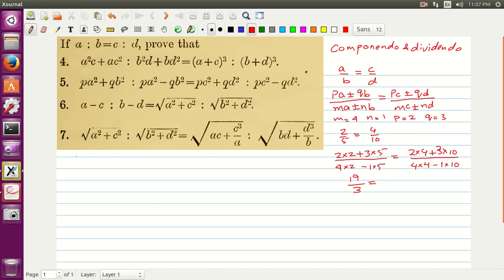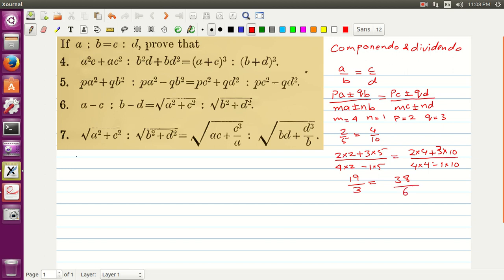Over here you will get 4 times 2 is 8 and then 3 times 10 is 30, so you get 38 by 16 minus 10 is equal to 6, and you can see that 19 by 3 is equal to 38 by 6. So this is what basically componendo and dividendo is. If you do the same operations on the right hand side as well as you do the same operation on the left hand side, then you end up getting the same ratio. Okay, so I hope you have understood componendo and dividendo.